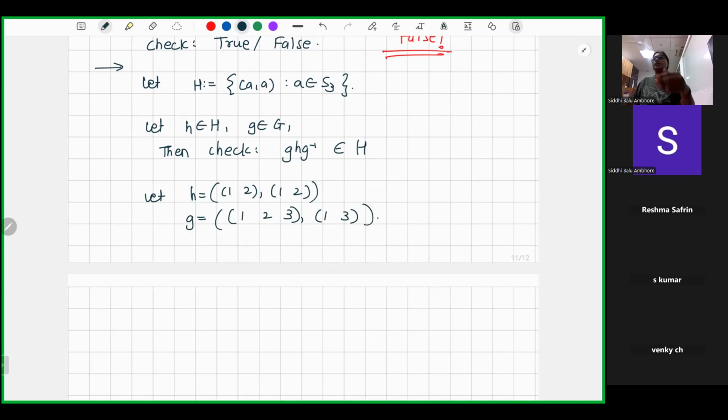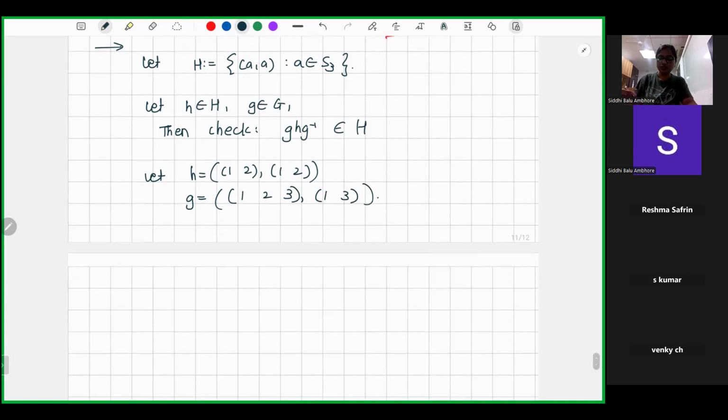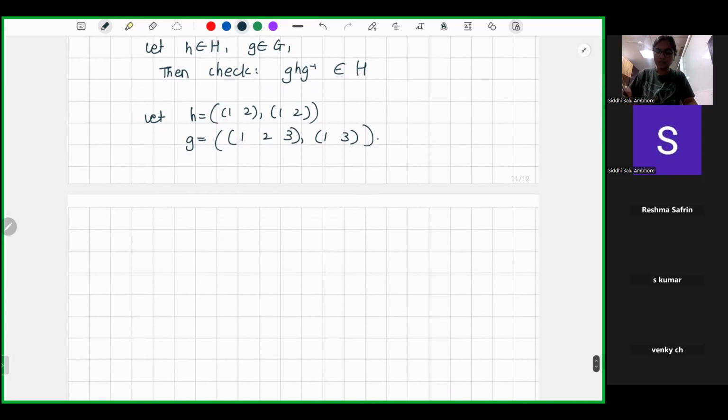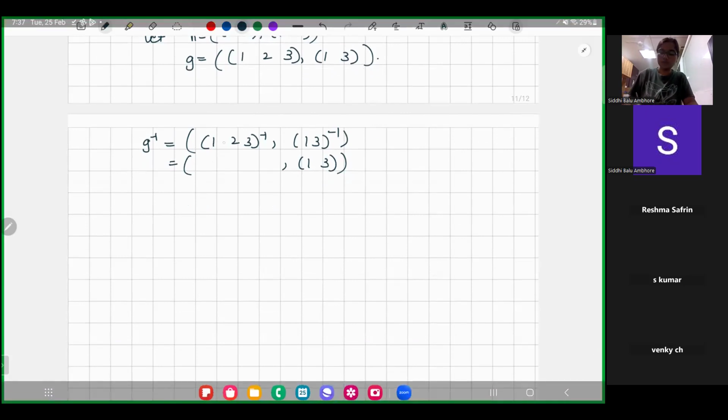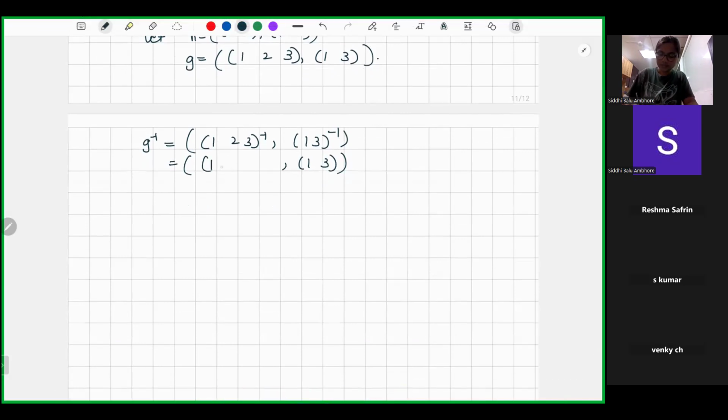And now we have to check, first of all, we have G, we also need to find G inverse. What is G inverse? It is (1 2 3) inverse and (1 3) inverse. (1 3) inverse we know is (1 3) again. A transposition's inverse is the same thing. What is the inverse of (1 2 3)? Inverse of (1 2 3) is (1 3 2). Okay, please remember this.